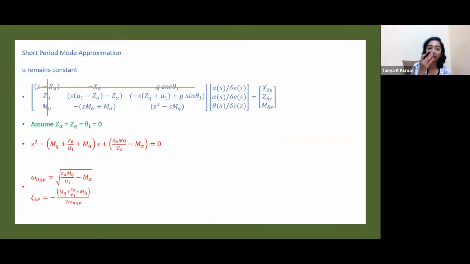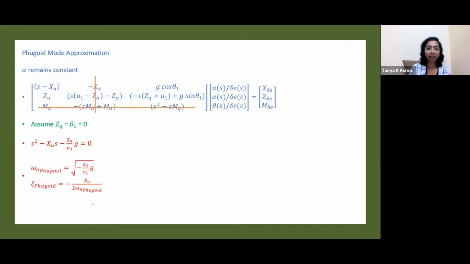Then we had seen three approximations: the short period mode approximation, the phugoid or long period mode approximation, and pure pitching motion. For the short period approximation, we assume that u remains constant. So it will oscillate quickly and come to equilibrium. We assume that the velocity doesn't change much. Then you get a 2 cross 2 matrix when we neglect u. Now solving that, you get this as the characteristic equation, and you get a natural frequency and damping ratio as such.